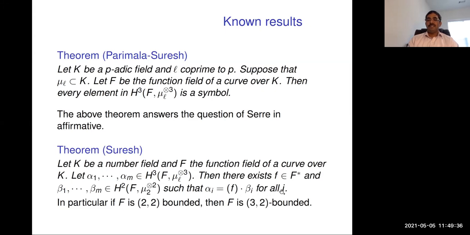So this is analogous to Tate's lemma, where for number fields, given finitely many elements in H^2, we can find a common slot. And here we did the same for elements of H^3, so we can find a common slot. Of course, this doesn't prove anything about the symbol length because we don't know anything about the beta_i's. So in particular, if F is 2-2 bounded, that means each beta is a sum of a bounded number of symbols, then this will show that F is 3-2 bounded. But is F 2-2 bounded? That's still an open question.